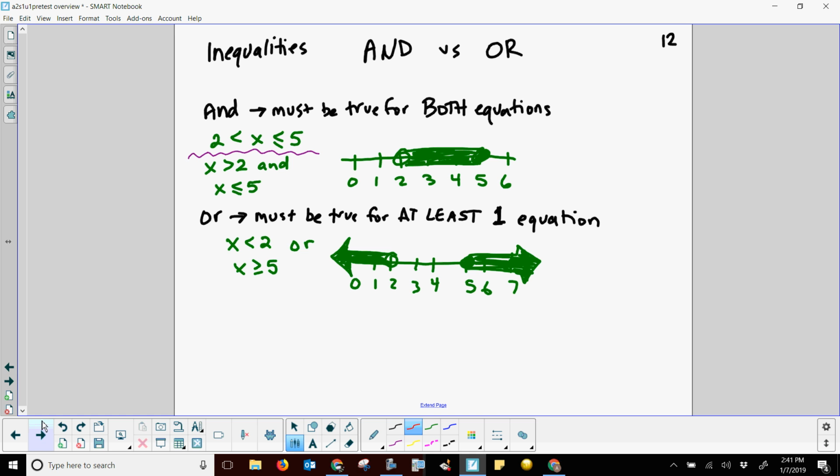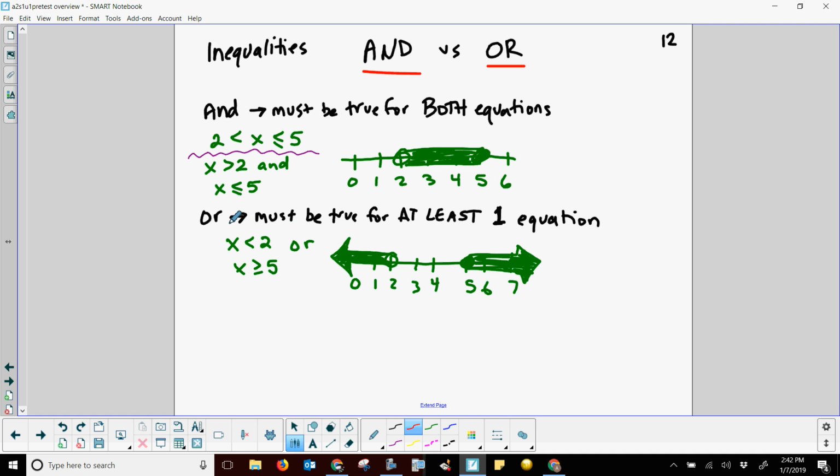Concept 12, and or. We kind of talked about these already. If you see something and something, then your number has to be true for both equations. There are 2 ways of writing it. x is greater than 2 and x is less than or equal to 5. Or I can go x is greater than 2, kind of backwards, and x is less than or equal to 5. So basically x is in between these two. And so we'd have an open circle for 2, a closed circle for 5 because it's equal to, and we'd shade in between. Everything in between is my and.